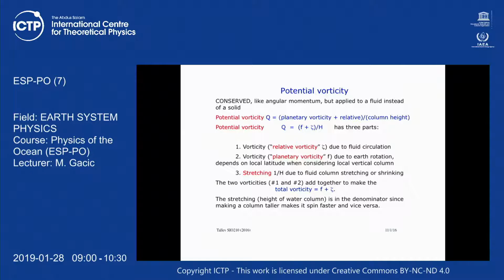So terms one and two are called the total vorticity, and the height of the water column is in the denominator, since making a water column taller makes it spin faster, and vice versa. As I told you before, if you stretch the water column, it spins faster, and vice versa. There are quite important solutions of the equations of motion, where the conservation of vorticity is determined in the wave-like motion. We will be talking about this later, like Kelvin waves or Rossby waves. The restoring force in those two types of wave motion is the conservation of the vorticity. Okay.